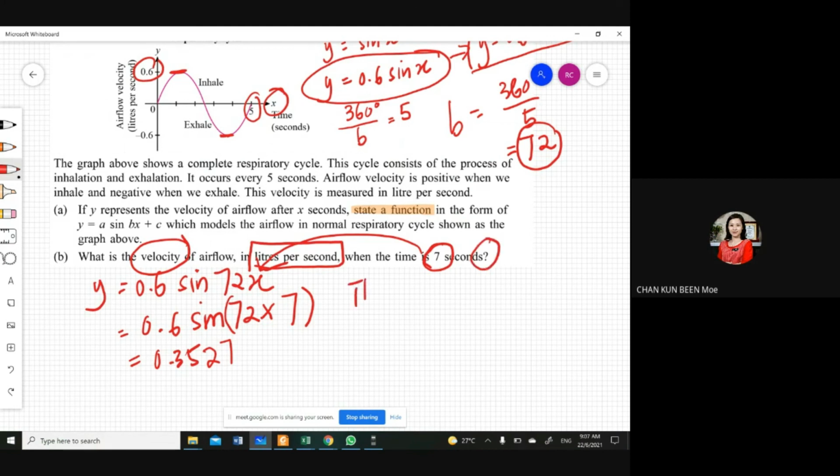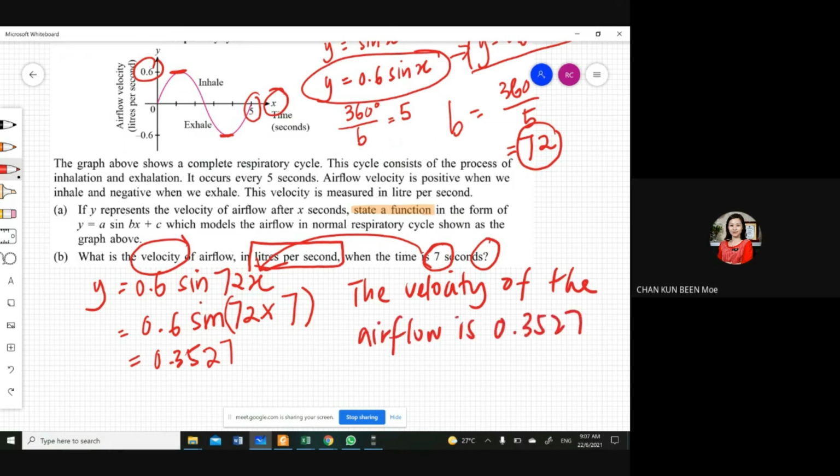Okay, the velocity of the airflow is 0.3527 liters per second.